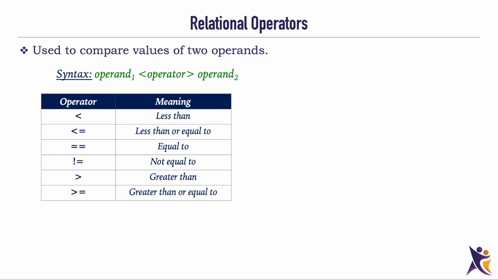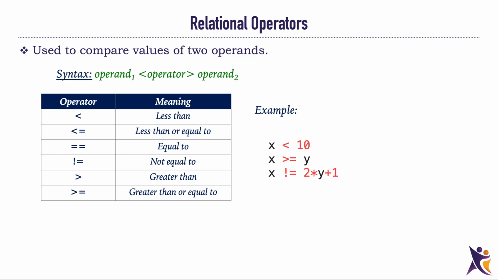We have the greater than operator, which checks whether operand 1 is greater than operand 2. Similarly, we have the greater than or equal to operator, which checks whether operand 1 is greater than or equal to operand 2. So now let's look at some examples to understand these operators, right? We have three expressions here. In the first expression we are checking whether the value of x is less than 10. In the second expression, we are checking whether the value of x is greater than or equal to the value of y.